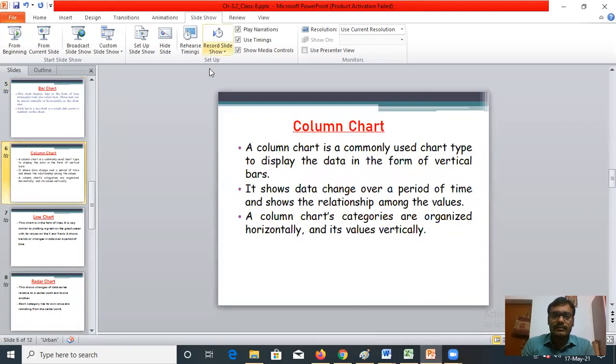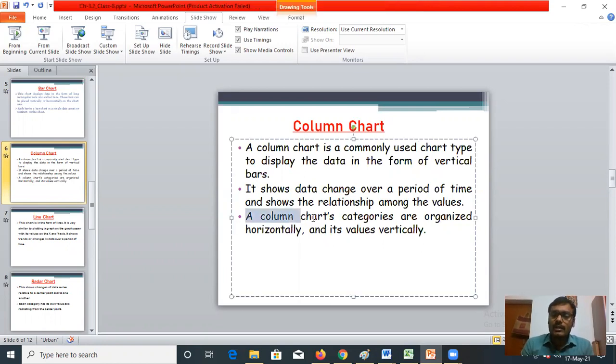is column chart. A column chart is a commonly used chart type to display the data in the form of vertical bars. It is always in the form of vertical bars, and it shows the data change over a period of time and shows the relationship among the values. It shows the data over a long period of time. Suppose you have recorded data of a long period of time. So with the help of a column chart, you can easily show the relationship among different values.